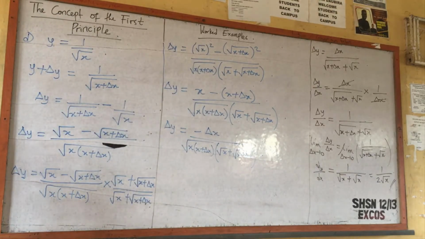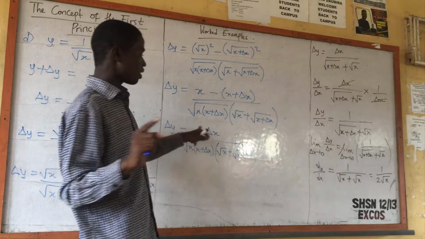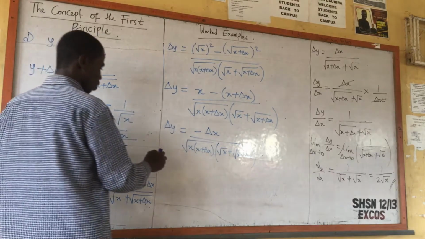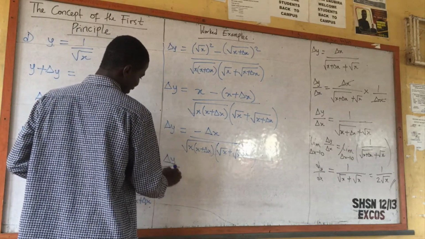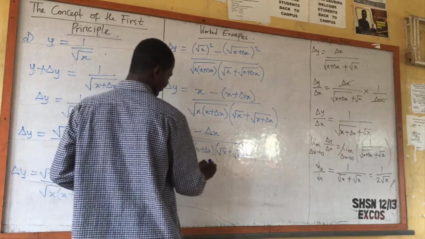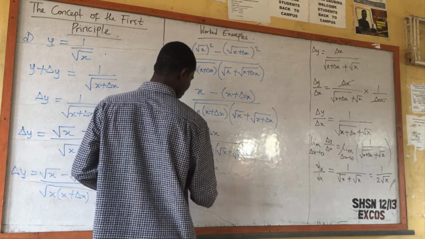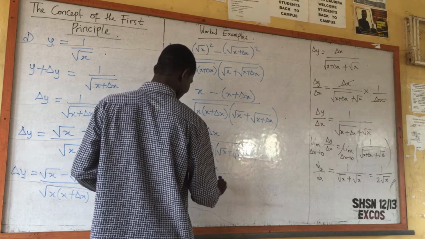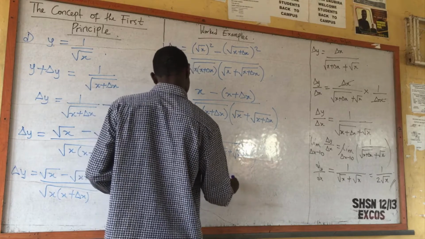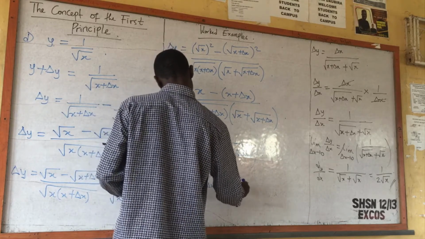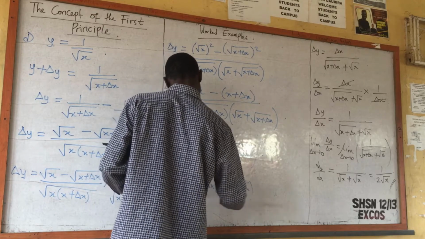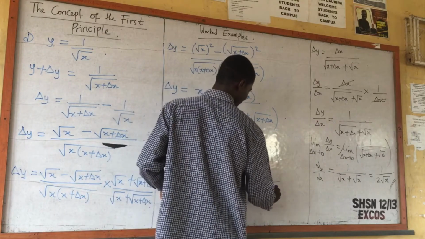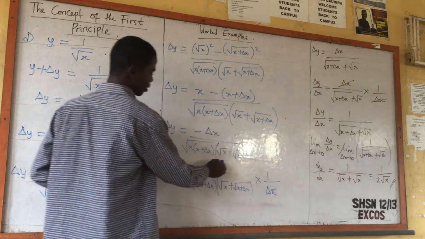So lastly, before we do the last thing, divide both sides by delta s now. So after I make delta y the subject, divide both sides by delta s, I will have delta y divided by delta s to be equal to minus delta s all over square root of s plus delta s, open bracket, square root of s plus square root of s plus delta s, multiplied by 1 over delta s. So delta s will cancel delta s.